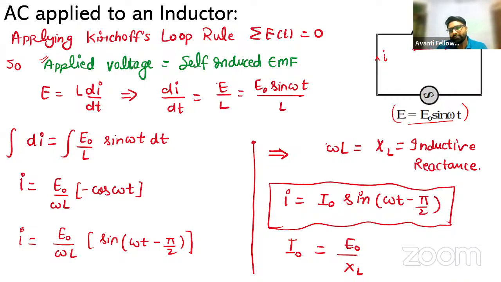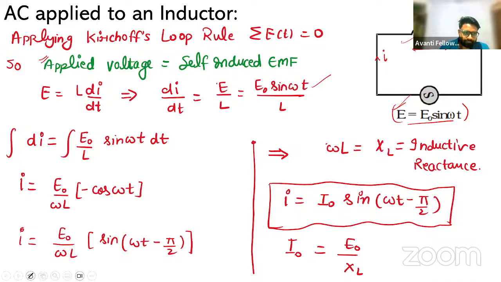But the applied voltage in this case is E equal to E naught sin omega t. So according to Kirchhoff's law, whatever the voltage you are talking about in this circuit should be zero. So we have this source of EMF and self-induced EMF. Due to conservation of energy, this applied voltage should be equal to this self-induced EMF. Now E is equal to L dI by dt. This is self-induced EMF. So from here you can calculate the value of current. dI by dt is E by L. Put the value of E, which is E naught sin omega t upon L.